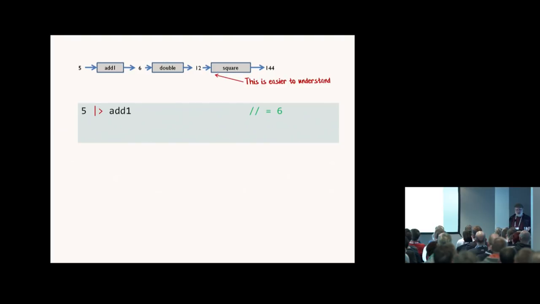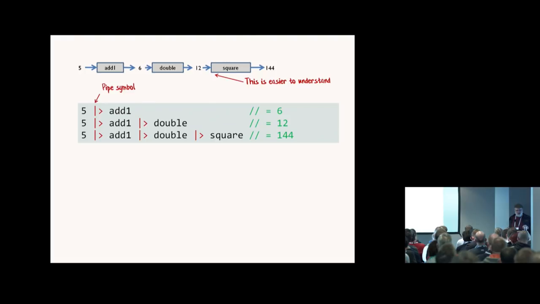So this is how it looks in F#. Start with 5, pipe it into add 1, take the output of add 1, pipe it into double, take the output of double, pipe it into square. In F#, the pipe symbol is a vertical bar with an angle bracket, because the vertical bar is actually used for something else. But it's very similar to the Unix model of piping. Okay, so we're going to be seeing a lot of piping. It's the main way of doing stuff like this in F#.